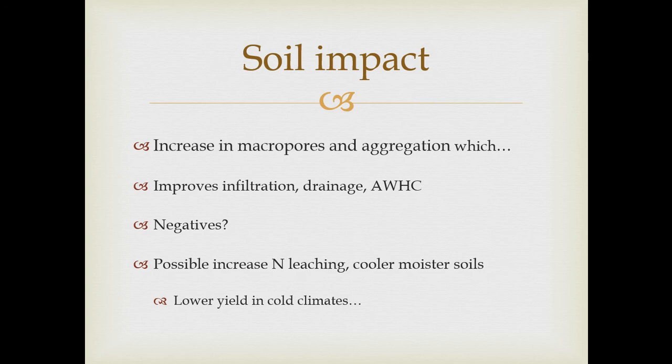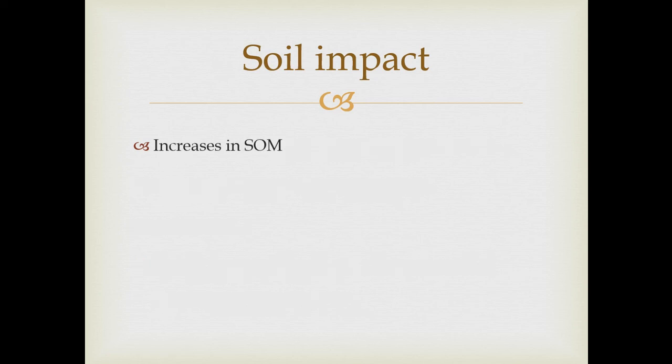There might possibly be increased nitrogen leaching. This can especially be true when switching systems, and so that nitrogen content was probably artificially inflated due to the previous practices, but eventually that will reach an equilibrium. And we have cooler, moister soils, which may decrease yield in cold climates, at times where we're pushing the soil to warm up in spring so that we can get our crop growing and have a longer growing season. But knowing your crop genetics can also offset that.